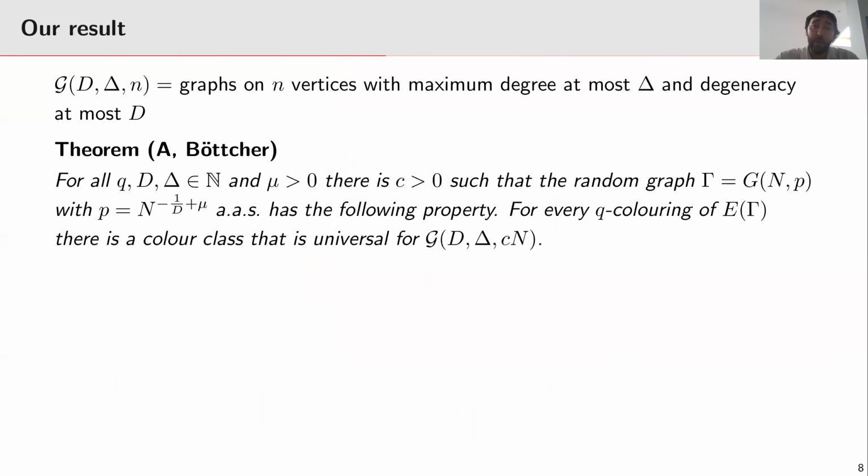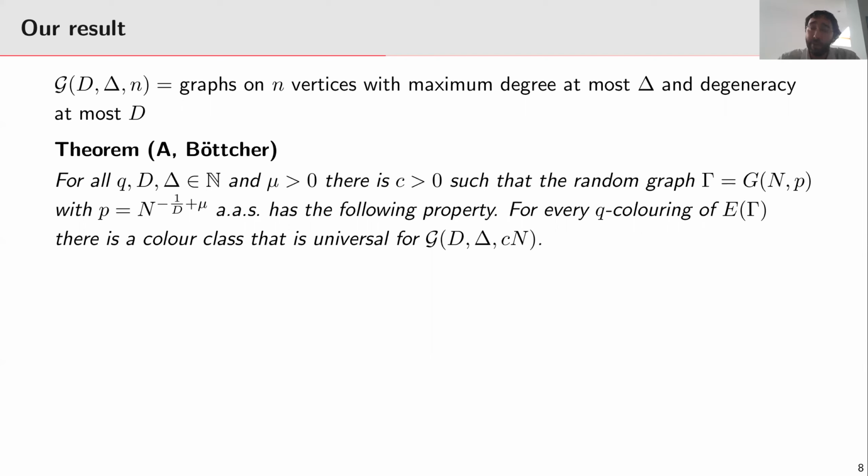Let me say what we did. So with Yulia, what we can prove is the following. You give me a number Q of colors, you give me a capital D of degeneracy, and a much larger, you should imagine, capital delta for maximum degree. And you give me a small error mu. Then there is some C such that when I Q color the edges of G(n,p), where p is slightly bigger than n to the minus 1 over D, then every Q coloring is going to have some color class which is universal for these D-degenerate graphs with linearly many vertices.